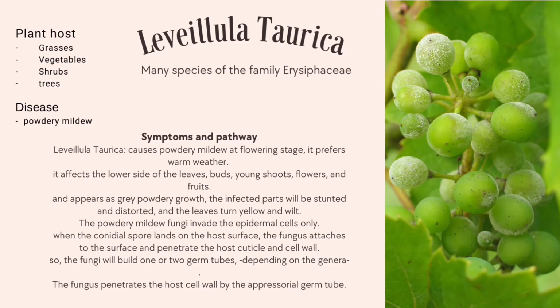The powdery mildew fungi invade the epidermal cells only. When the conidial spore lands on the host surface, the fungus attaches to the surface and penetrates the host cuticle and cell wall. So the fungi will build one or two germ tubes, depending on the genus. The fungus penetrates the host cell wall by the appressorial germ tube.